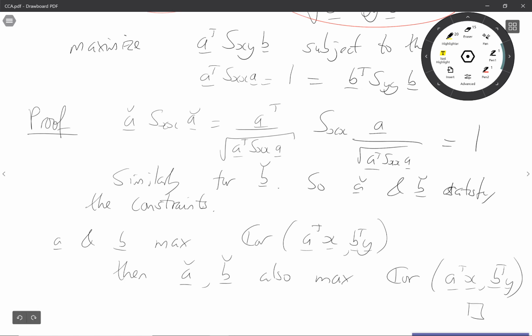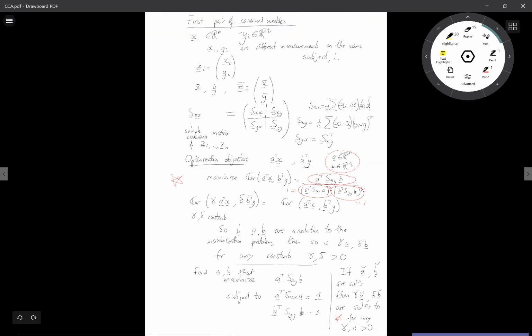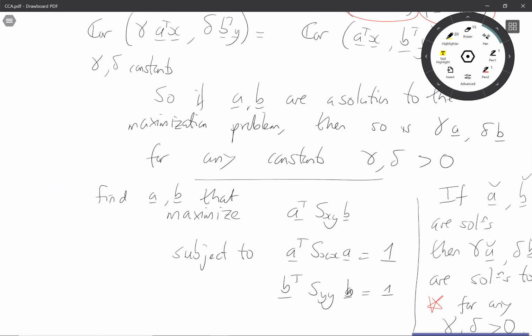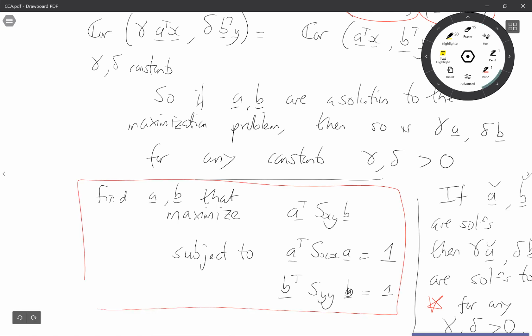So what we've said is that we started with this unconstrained maximization problem, but the solution was not uniquely defined. So we converted it to a constrained maximization problem. And then we've said that if we've got the solution to one, we can get the solution to the other, and vice versa.